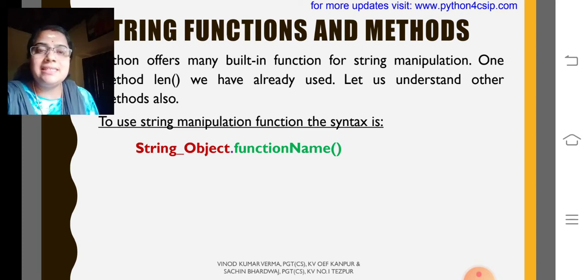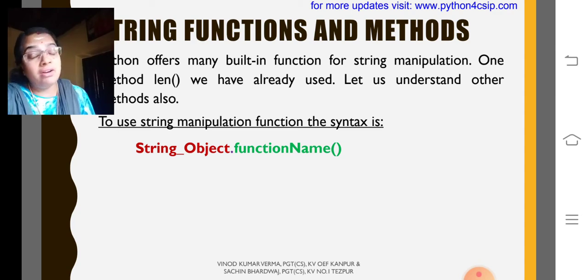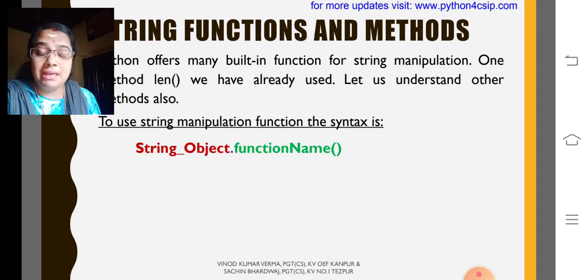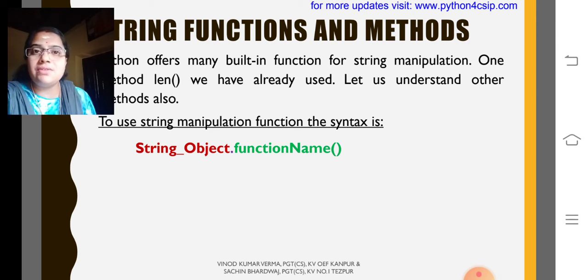One method, len, we already studied for getting the length of a string, that is, the total number of characters in a string. Like that, we have many inbuilt functions. The only thing you need to be aware of is how to call a string function using a string object. Look at the syntax I have given on the board: string object dot function name. We should be aware of the function name and the object we need to use.